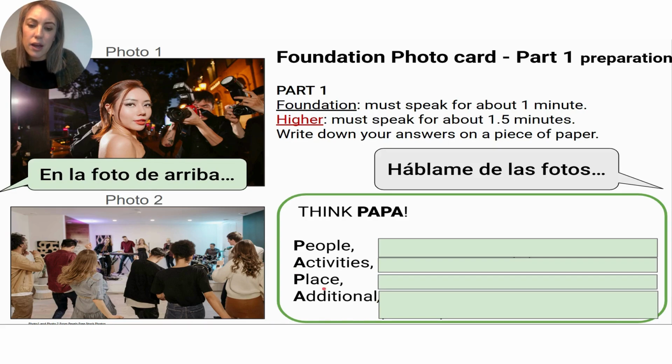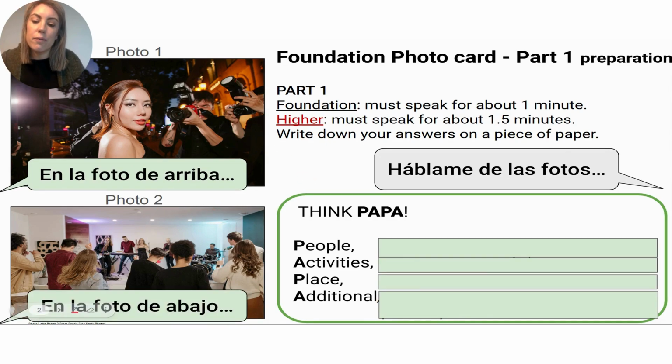The place, where are they? I think they're always outdoors. So we'll see how to say outdoors. They're in the city. Anything additional? Is she happy? Well, yeah, I'm assuming she's happy. And then moving on to, sin embargo, en la foto de abajo, and then doing the same thing. Describing the people you see there, how many people are there, what are they, boys, girls, a mix, activities they're doing, the place, and anything additional.